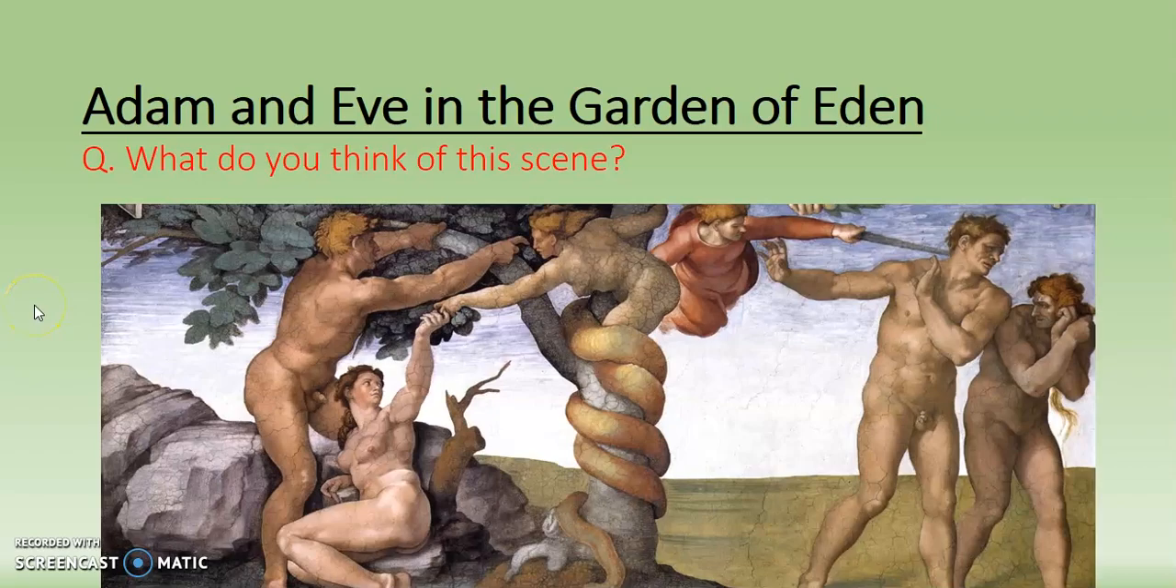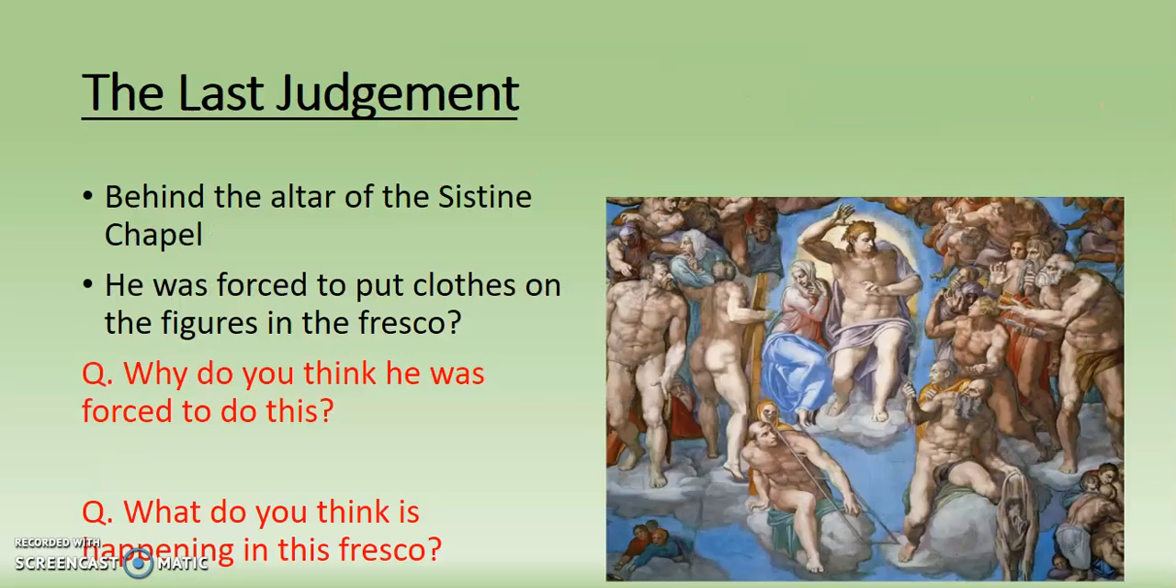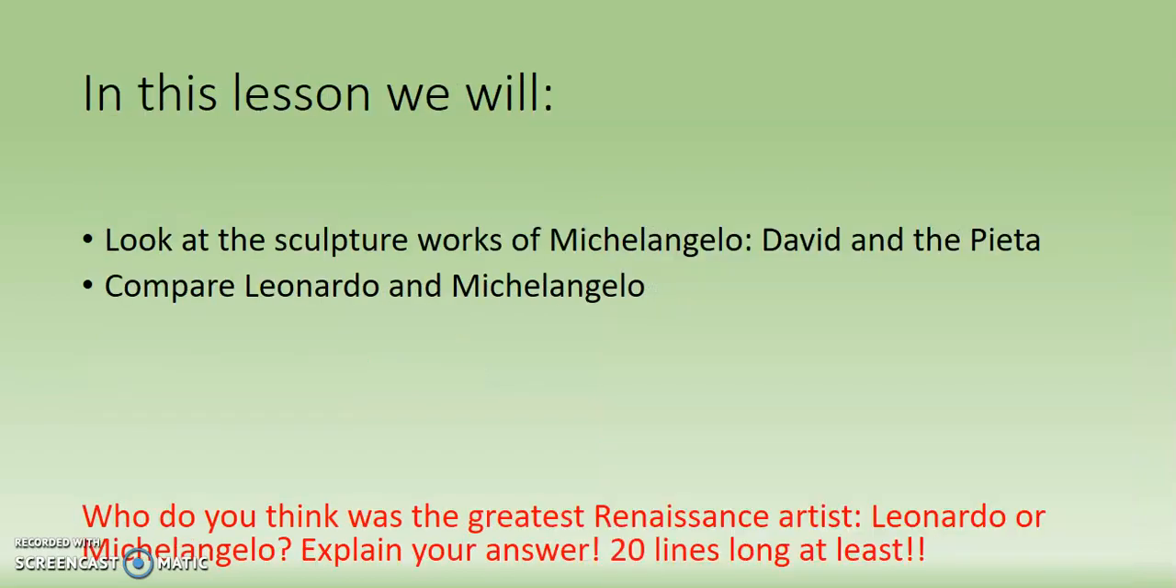And here are more pictures as they're enhanced. Adam and Eve in the Garden of Eden. The creation of Adam is enhanced. The Last Judgment, which is behind the altar of the Sistine Chapel. And again, he was forced to put clothes on the figures in the fresco. Why do you think this was? Who do you think influenced him to do this? And the clue is in where it is.